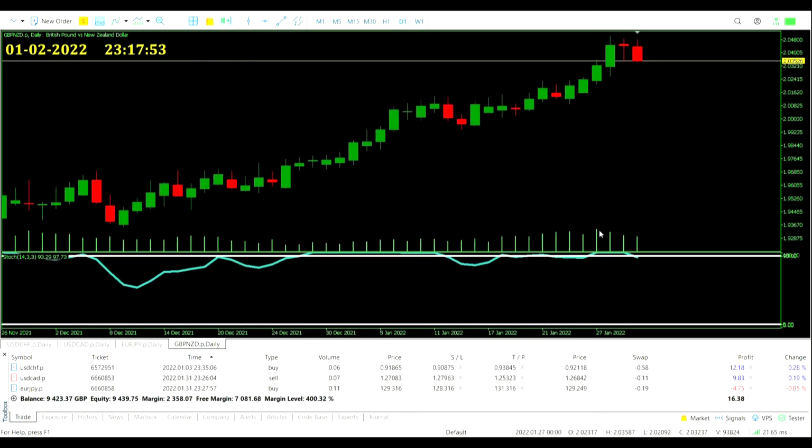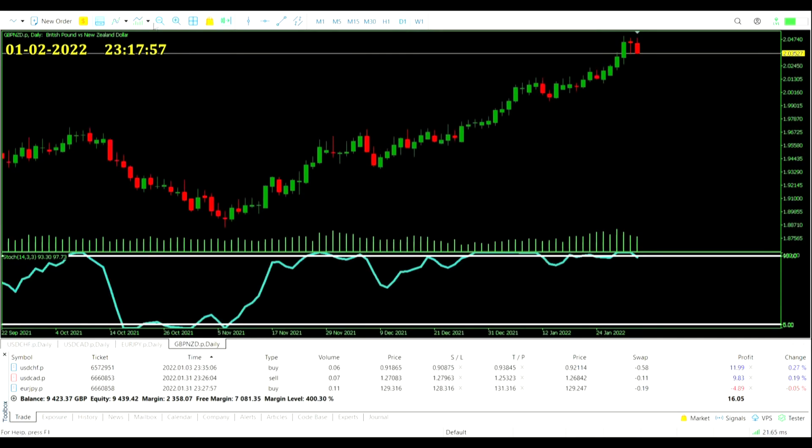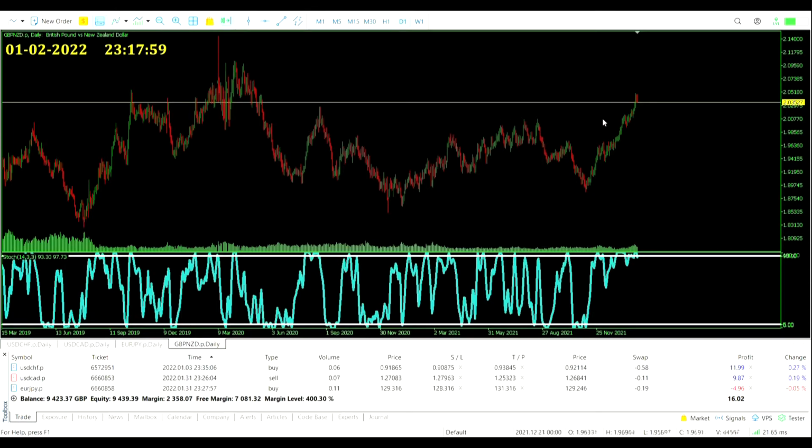Pound New Zealand dollar, that's getting out of the overbought region. We've seen this before. There is no signal here. If we zoom out, you can see we are at all-time highs for quite a while, all the way back to May 2020, so no signal for us.